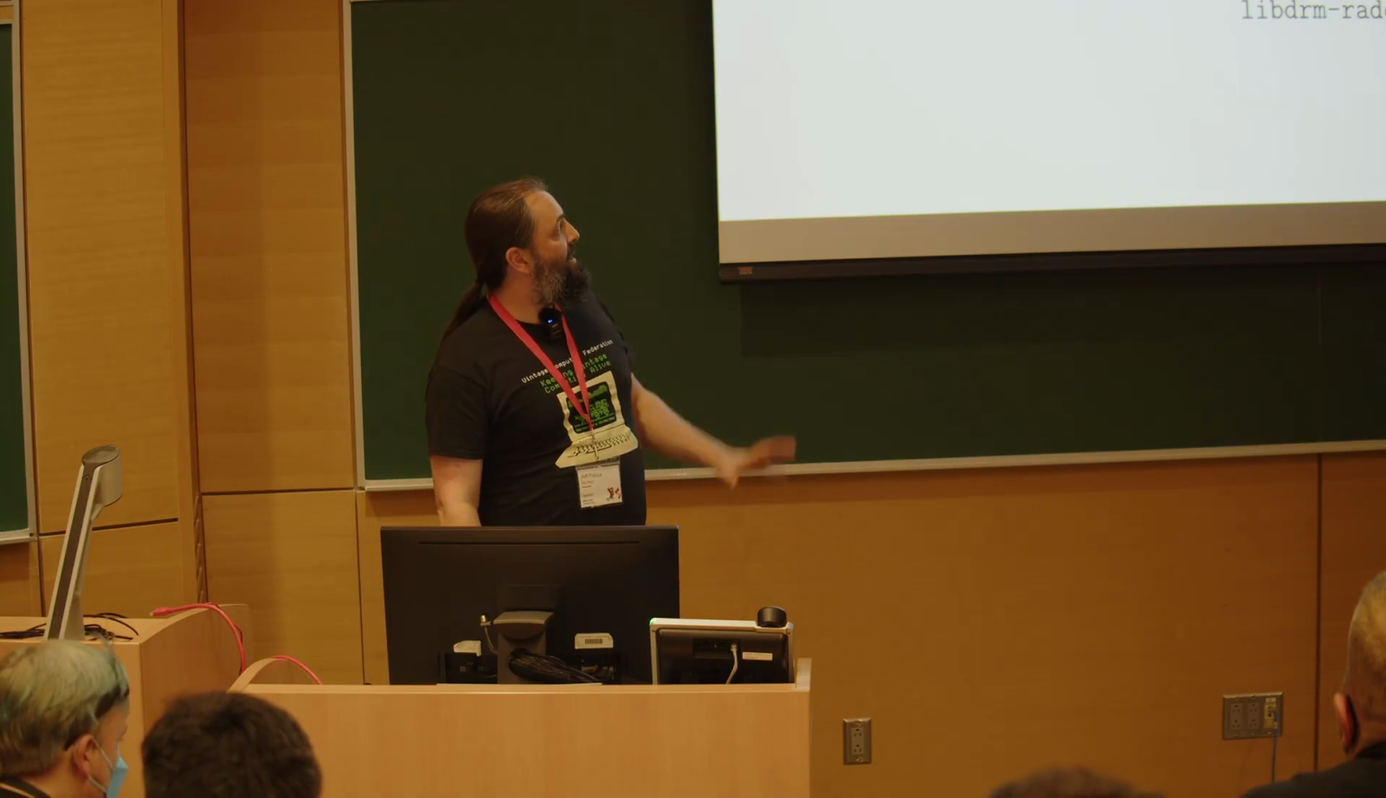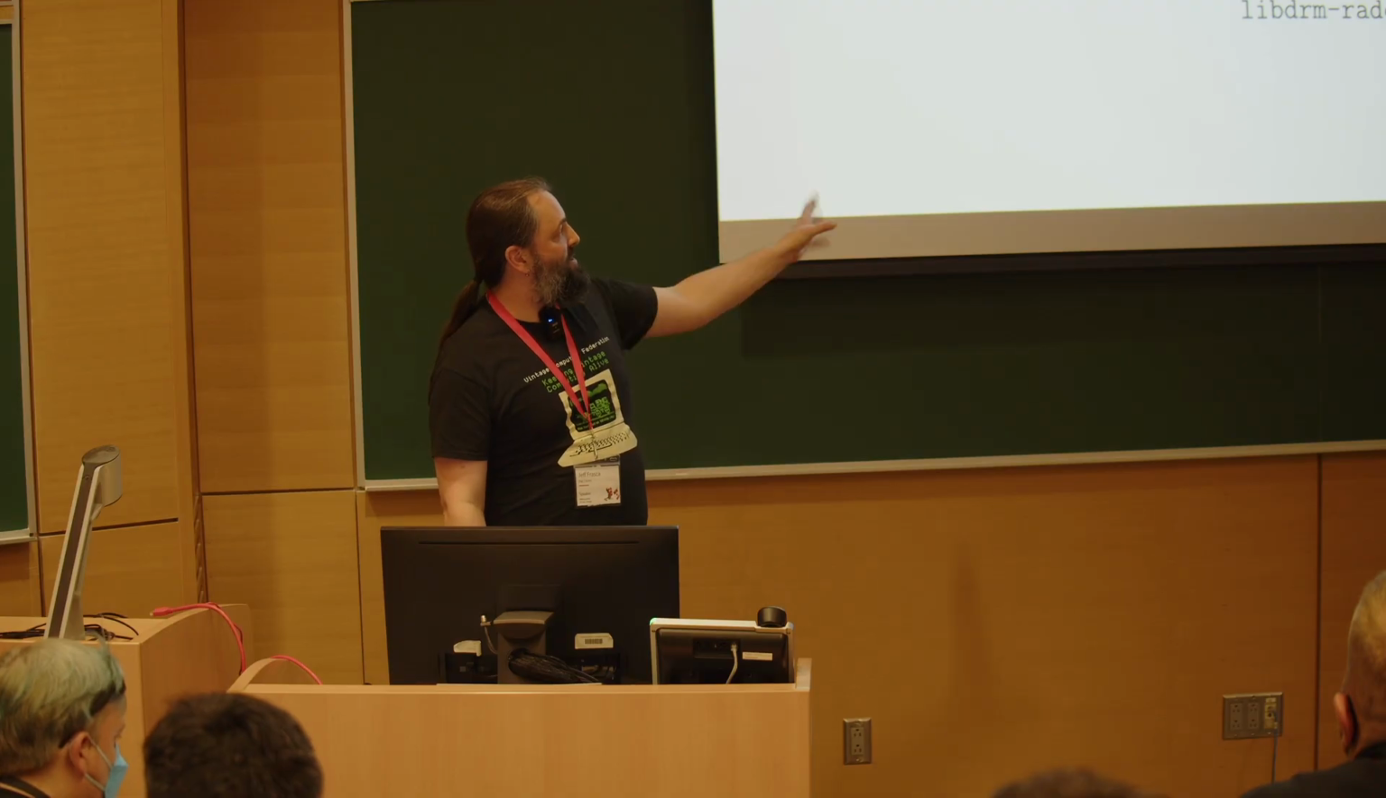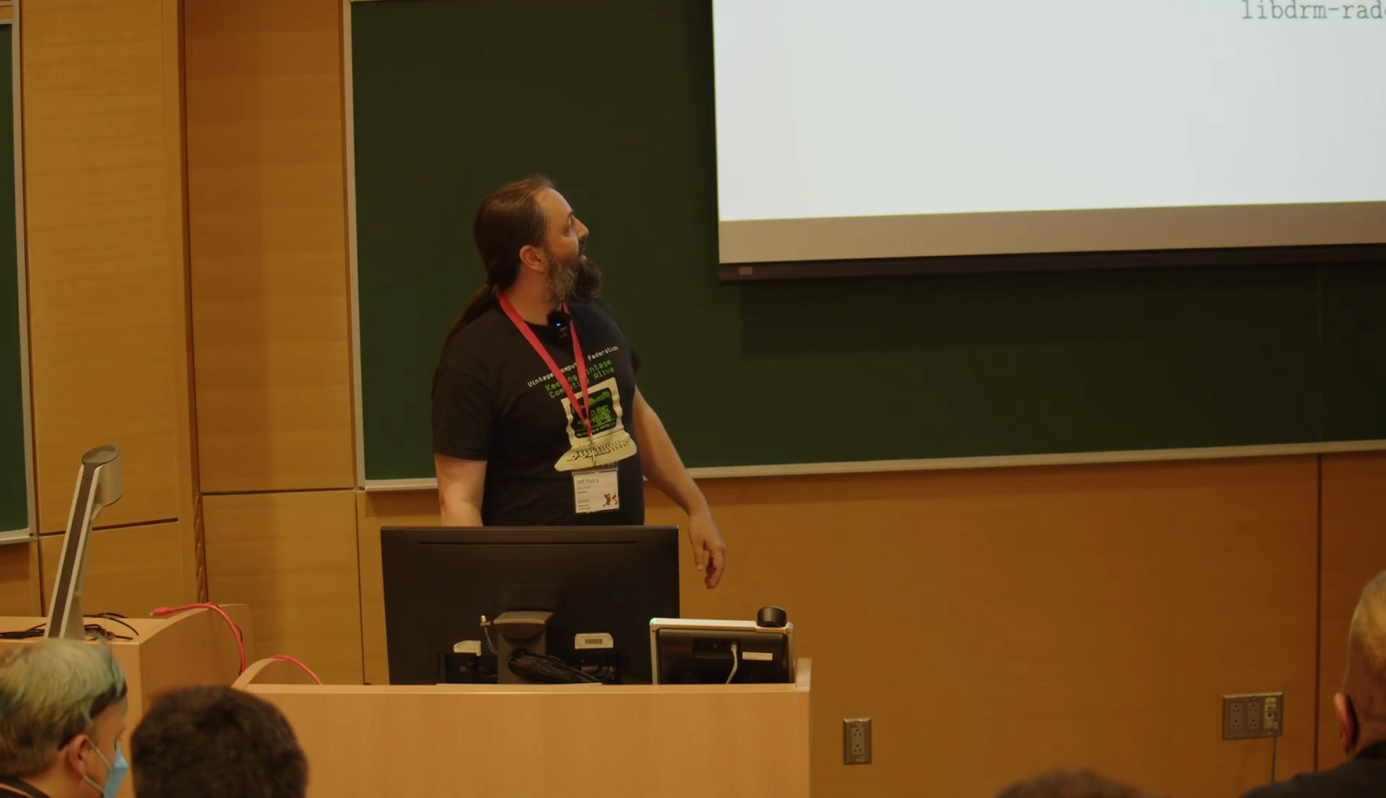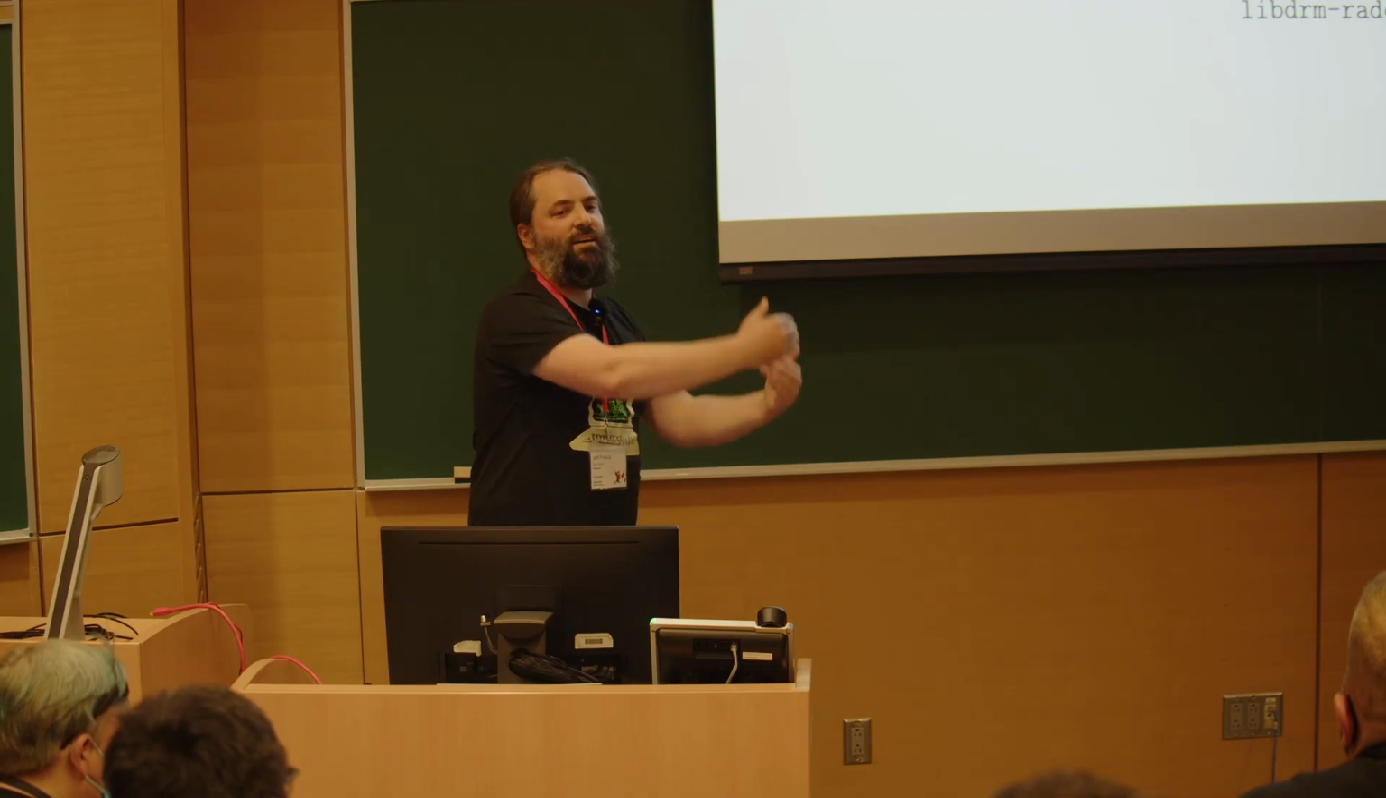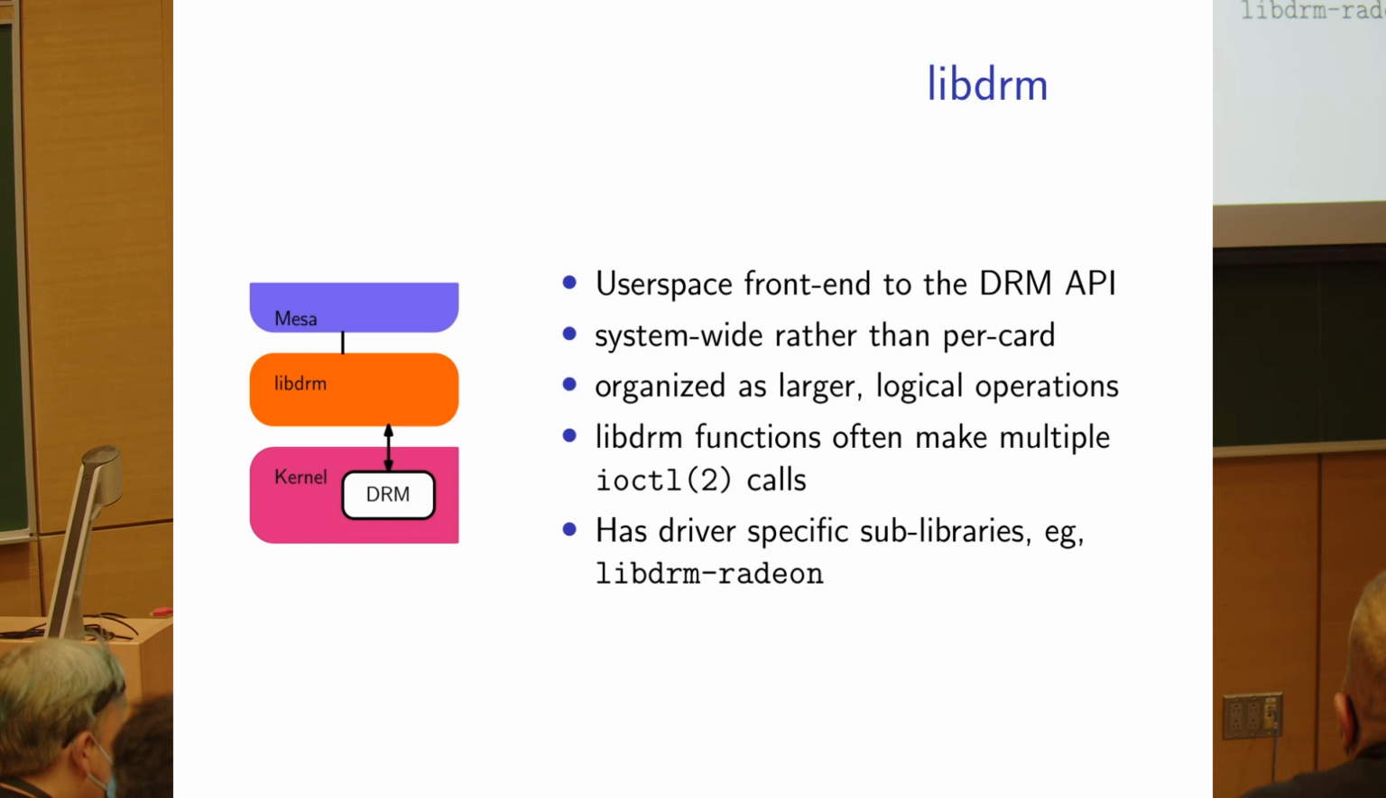Which is why a single Libdrm function will make a bunch of ioctl calls into the driver. And then on top of just having that Libdrm API, AMDGPU has a whole bunch of extra ioctls. Nouveau has a different set. Intel has a completely different set of its own. And so there is Libdrm Radeon, Libdrm Nouveau, Libdrm Intel, and a few others to handle all of that complexity. And that largely hides the different drivers from Mesa.